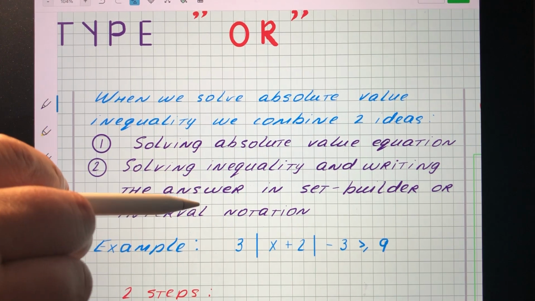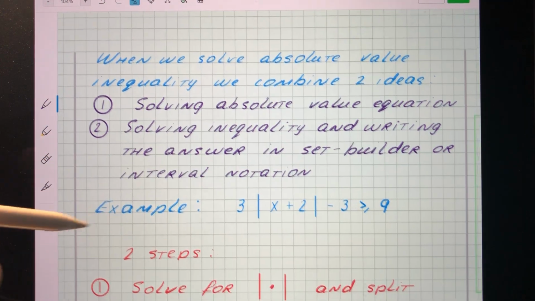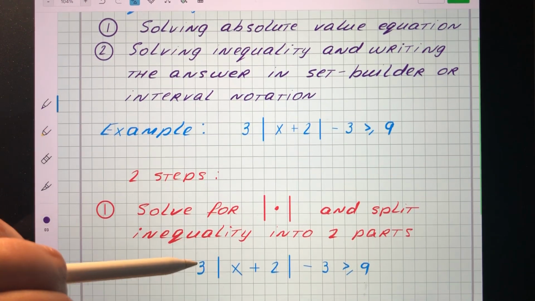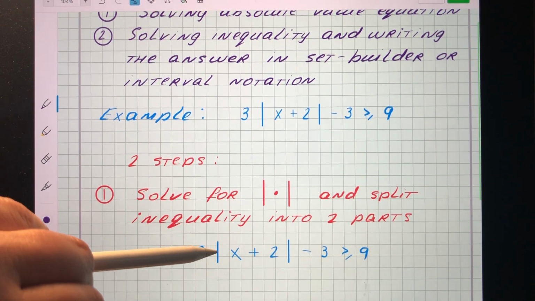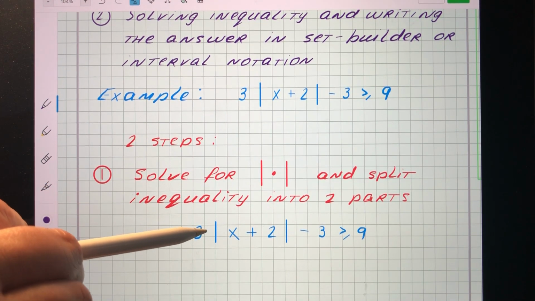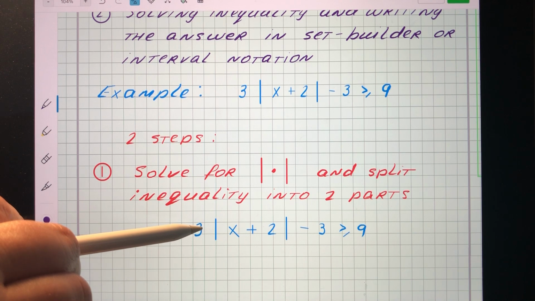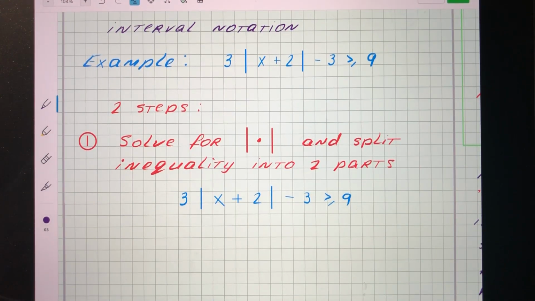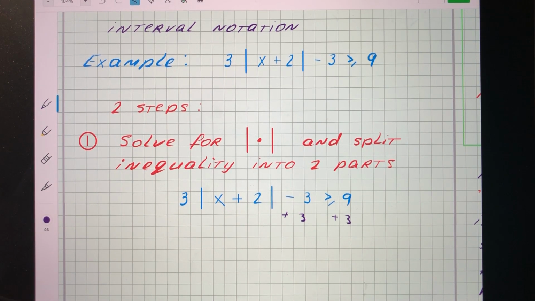There is two steps to this process. First step is we solve for the absolute value symbol itself. So let's do that now. Here is the inequality. To get absolute value by itself, we need to undo minus 3 and times by 3. Following the order of operations in reverse, we undo minus 3 first. And to do it, we add 3 to both sides, which makes plus 3 plus 3. So 3 absolute value x plus 2 is now greater or equal to 12.